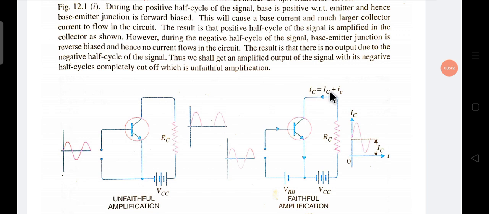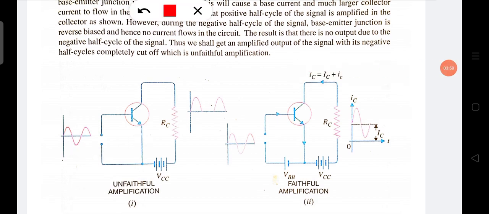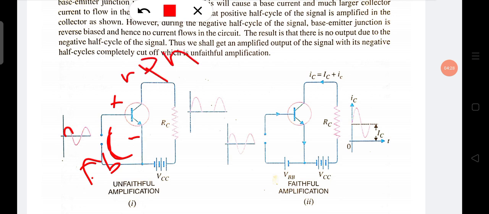Let's say we give this signal to the input circuit. In the positive cycle, this is positive and this is negative. So this one is forward bias, because this is an NPN transistor. So this N is negative and this P is positive. So this is forward bias.